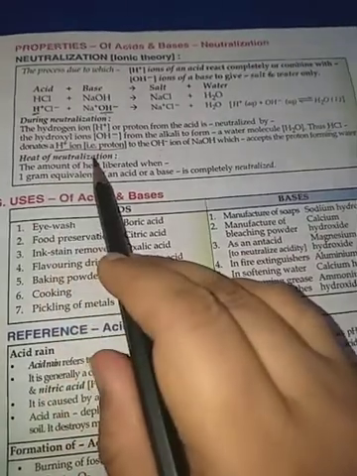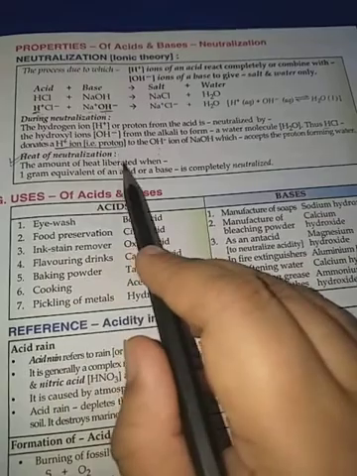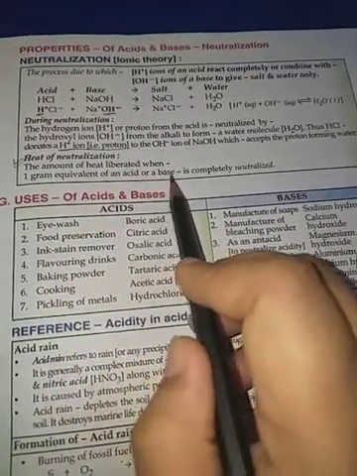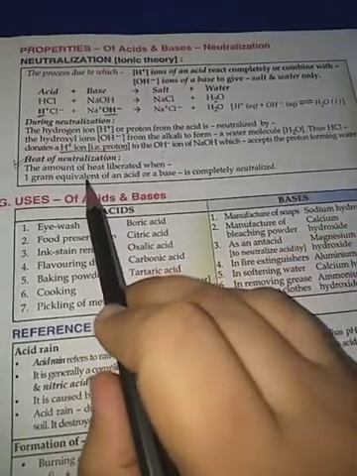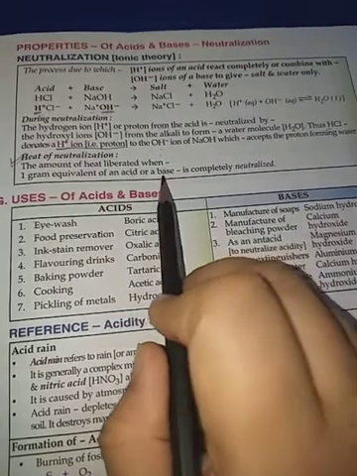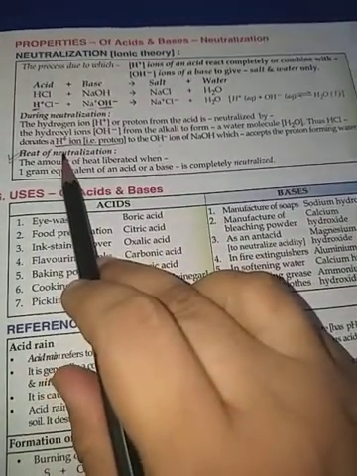Heat of neutralization is the amount of heat liberated when 1 gram equivalent of an acid or a base is completely neutralized. When 1 gram equivalent of an acid or base completely neutralizes each other, whatever heat is liberated is called the heat of neutralization.